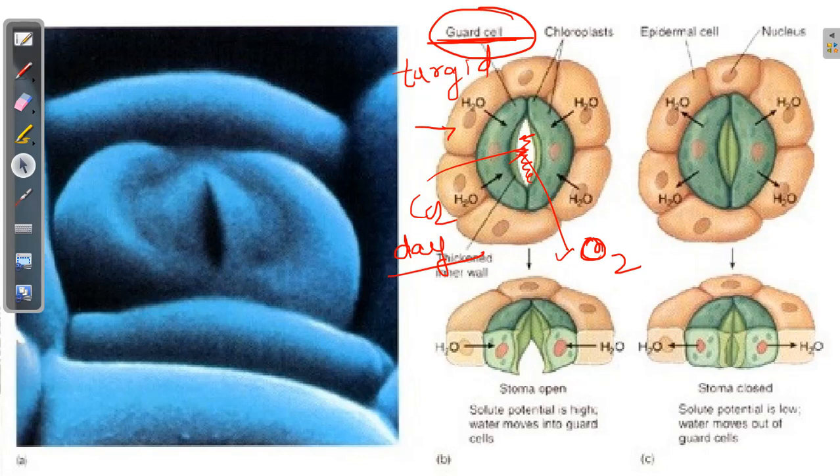And the guard cells also tend to lose water. So if the water comes out of the guard cell, what will happen? It will become flaccid. Flaccid means it will become thin, shrink in size, and this shrinkage will lead to the closing of guard cells so that there will be no further exchange of gases. So very important, opening and closing of stomata.